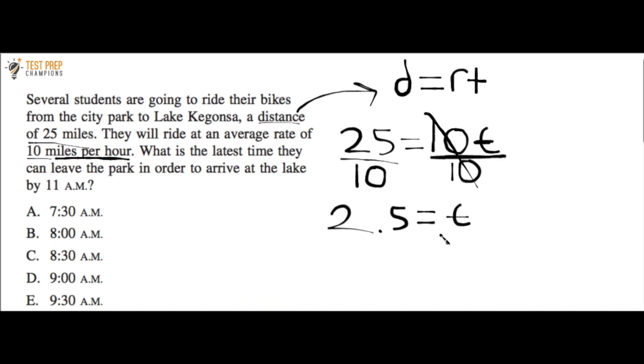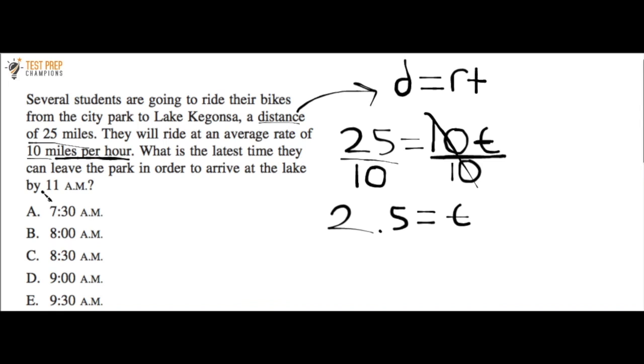So I've got 2.5 hours here. Now, 2.5 hours, hopefully you know that 0.5 hours, in other words, half of 1 hour is equal to 30 minutes. So this is like 2 hours and 30 minutes. 2.5 hours is the same as 2 hours and 30 minutes.